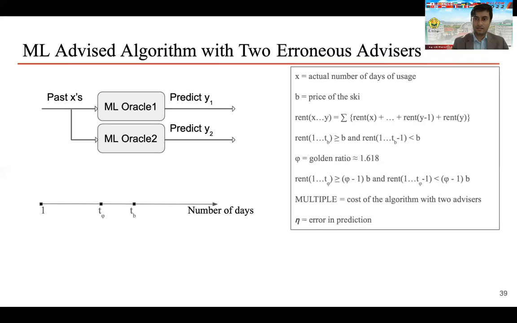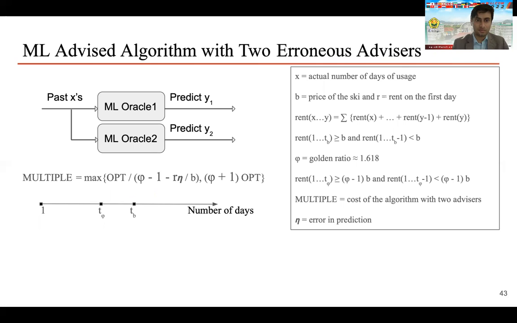Now let us move to another problem where 2 erroneous advisors are present. That means both advisors have some non-zero errors here. In this case, y1 is greater than y2, where y2 is the smaller prediction. When y2 is less than T5, we rent for y2 days and buy the next day. And when y2 is greater than T5, the algorithm buys the ski on the first day. It does not depend on y1 at all. And definitely when y2 is greater than TB, it buys on the first day.